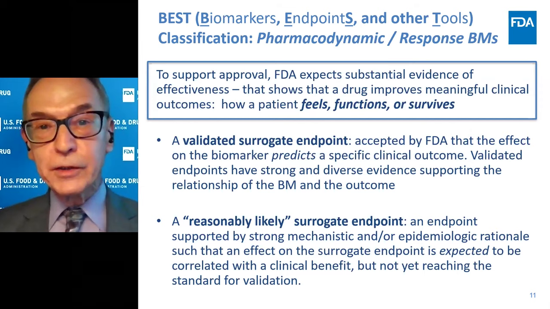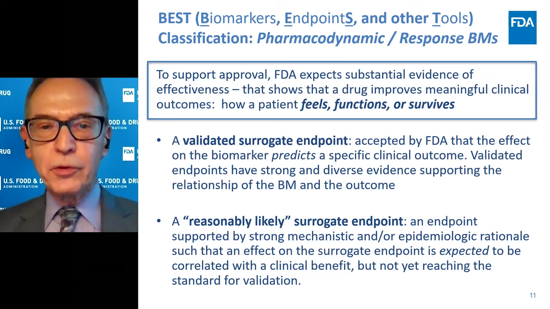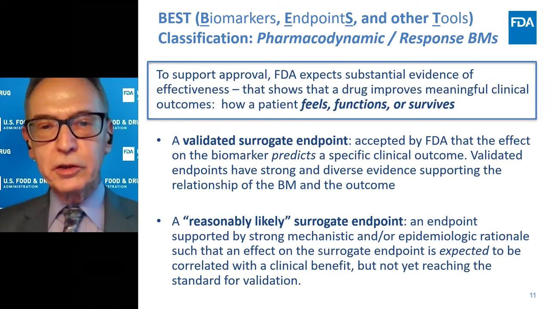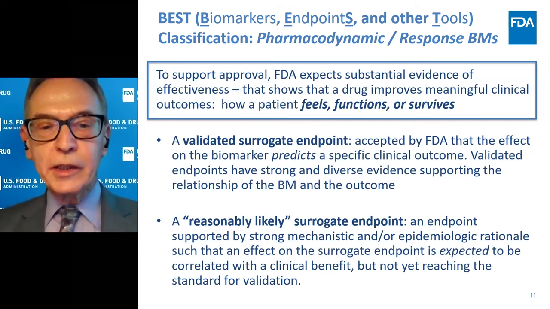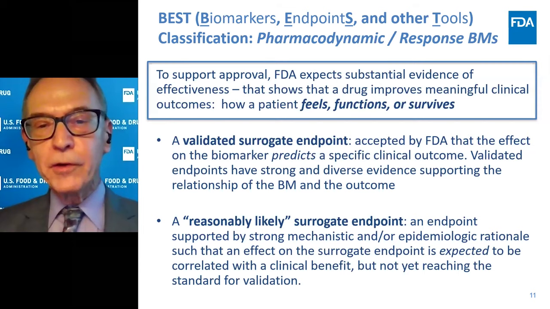In the case of a validated surrogate endpoint, there's strong and diverse evidence that the biomarker predicts a particular clinical outcome, and therefore it can be used for traditional approval. In other situations, there's good evidence to indicate that the biomarker is likely to predict clinical benefit, but it's not as certain as for a validated surrogate. Here, it's considered reasonably likely to predict clinical benefit, and this may provide the basis for an accelerated approval.